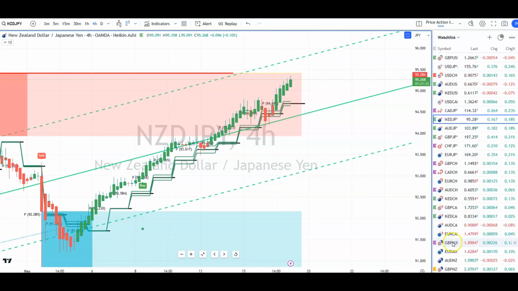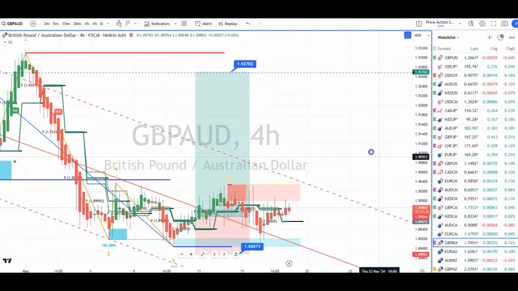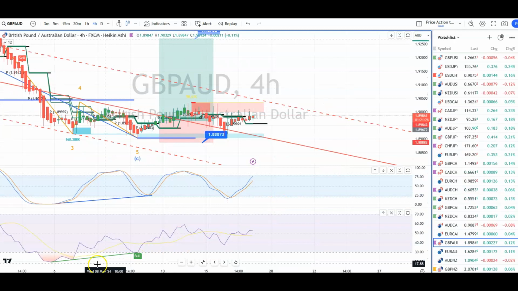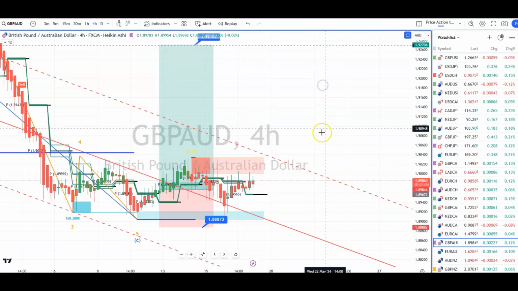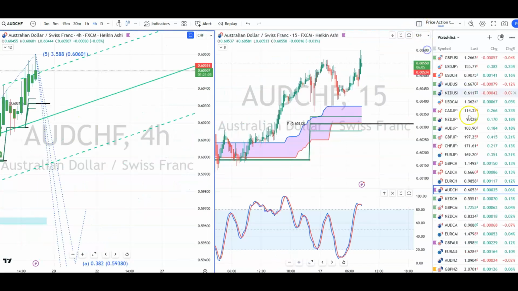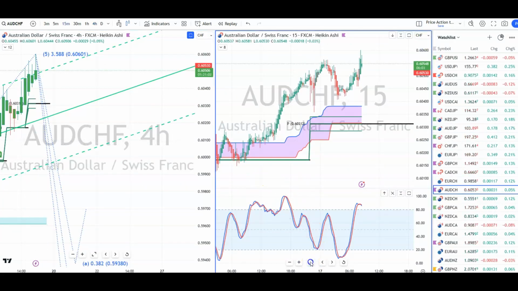Let's have a look at a few here. Pound Aussie, not doing much at the moment. We do have positive divergence, and we had change of character, so this is going to go higher eventually. Aussie Swiss, this was a fantastic opportunity. If you got into this, well done. As you can see, the price keeps pulling back into the support areas, so it gives you a chance to get into the trade. And you can see it on this chart here.